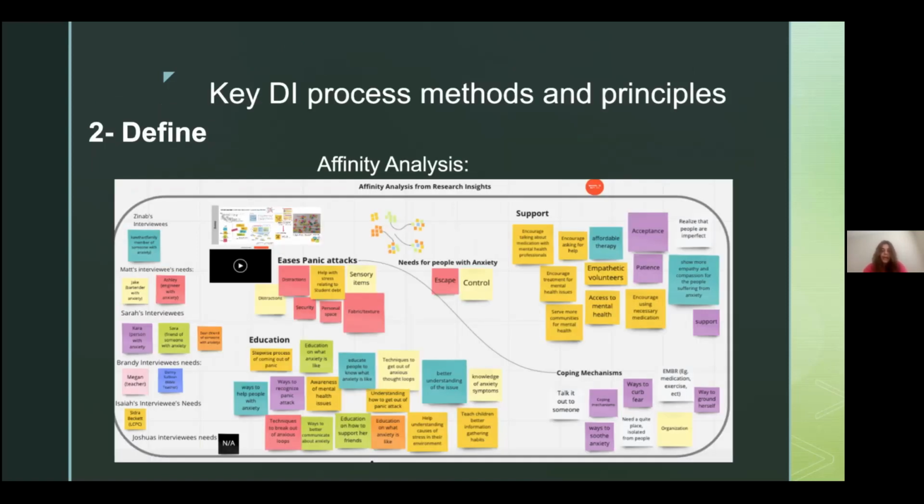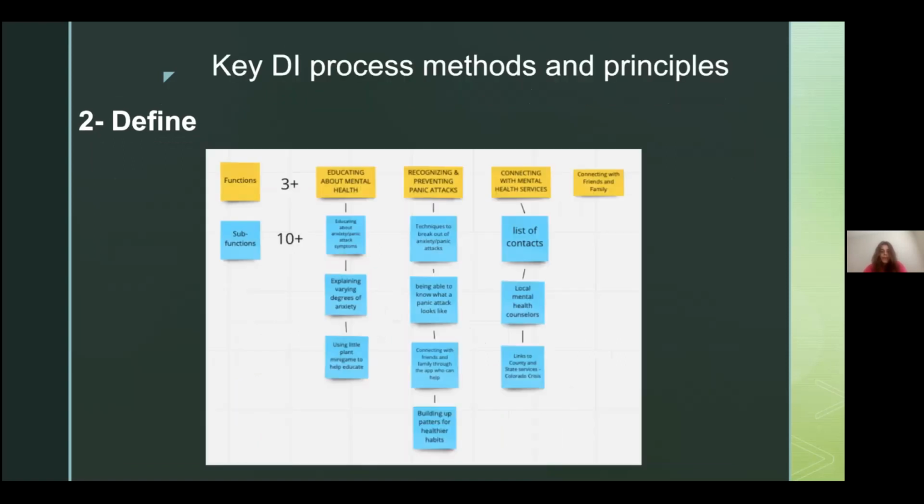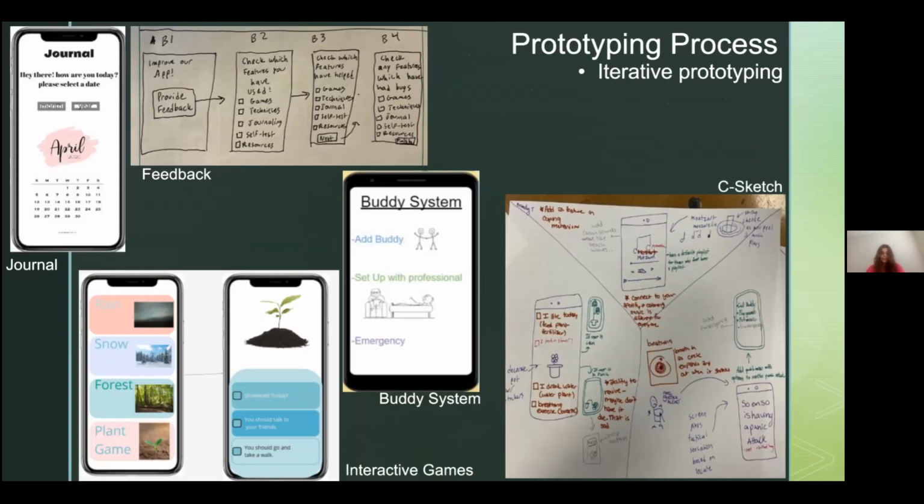In the define phase, we used affinity analysis to organize our insights. Next slide. Then we used our opportunity statement, our personas and scenarios, and our affinity analysis to develop a list of system functions and subfunctions. Next slide. So next we had our prototyping process where we used C-Sketch and iterative prototyping to develop our ideas.